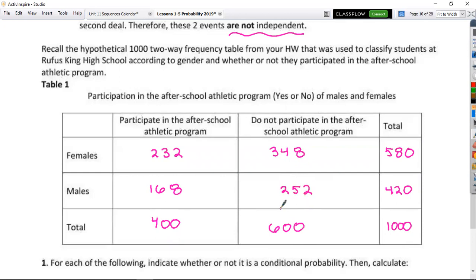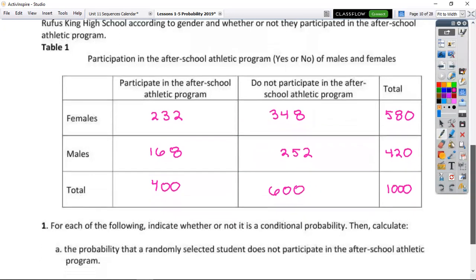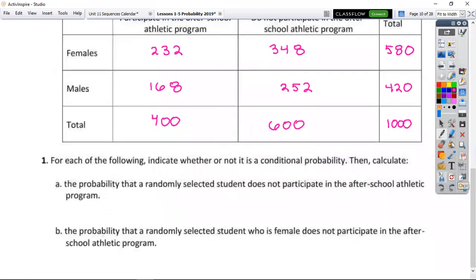Okay, so you're going to answer a couple questions with this table, and it goes on to the back here as well. Sorry, got to do some flipping with probability. There's a lot of text involved. It says, for each of the following, indicate whether or not it is a conditional probability, and then calculate. So we are looking for the probability that a randomly selected student, that phrase means this is out of the grand total, does not participate in after-school athletics.